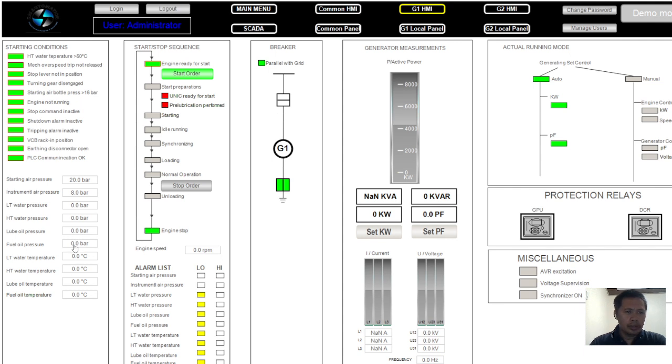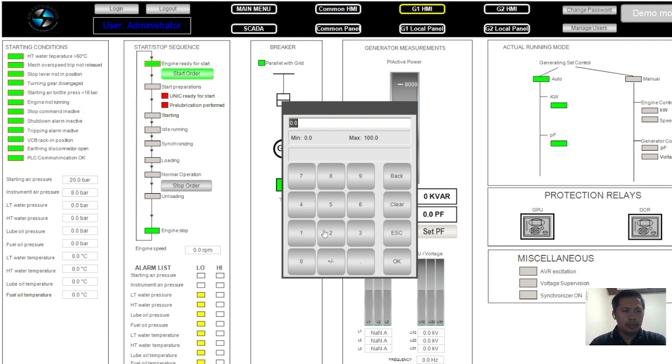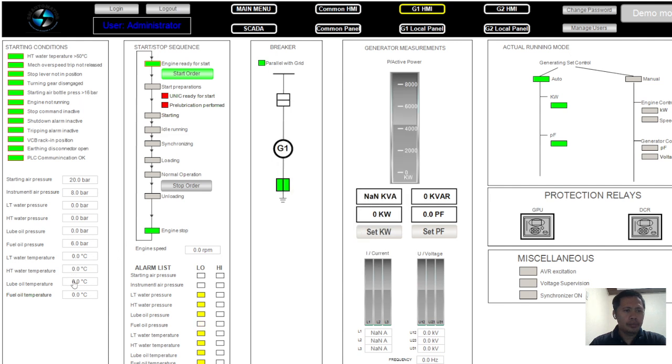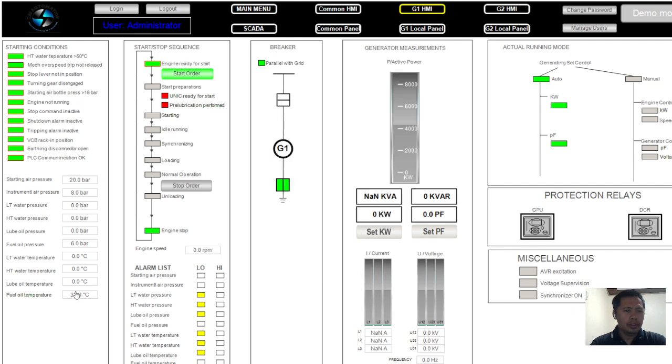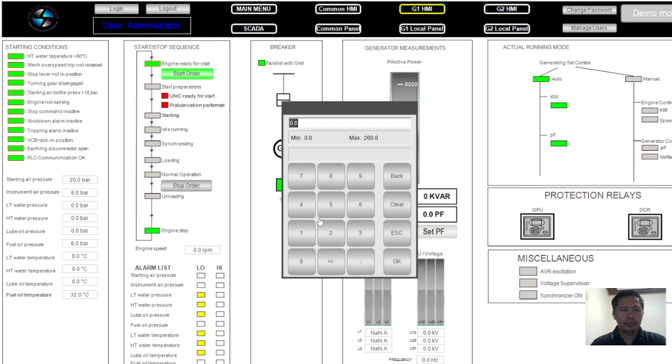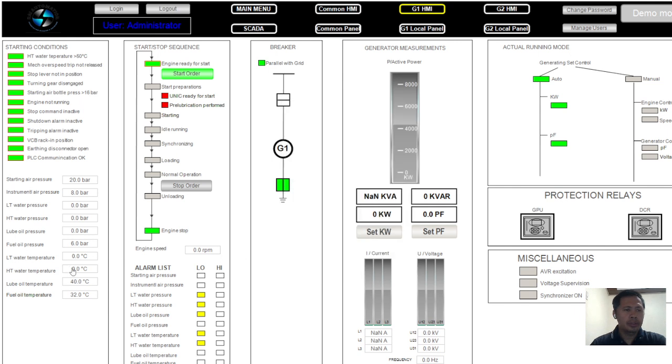So now the fuel pressure maybe around 6 bars. The fuel temperature, let's say, is about 32 degrees. Local temperature, say around 40. Okay, so now we'll start the engine. To start, I will click this start.